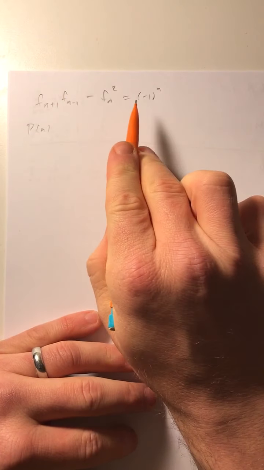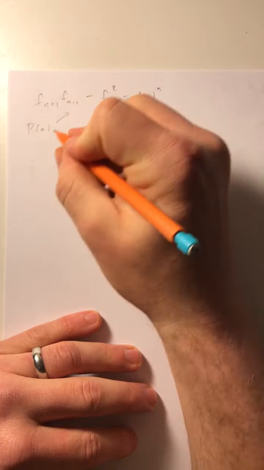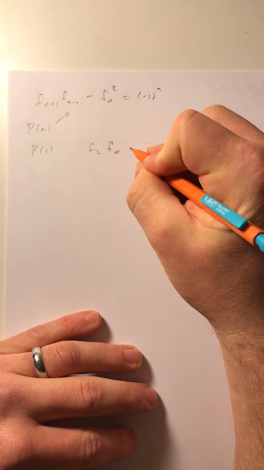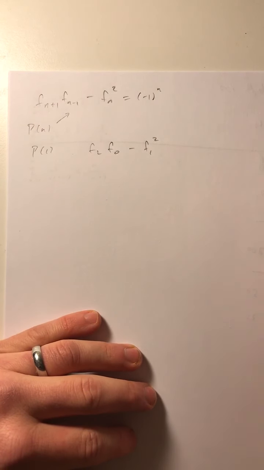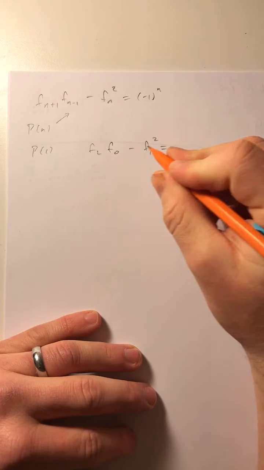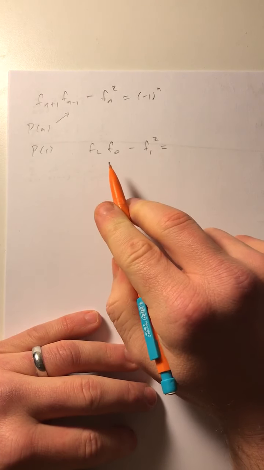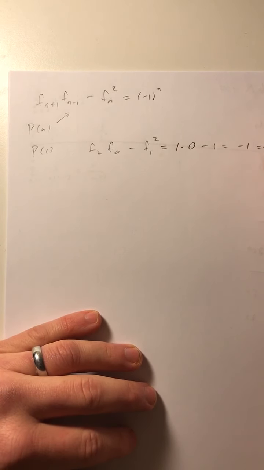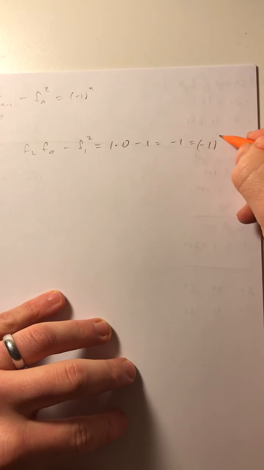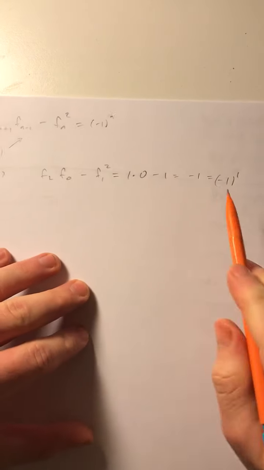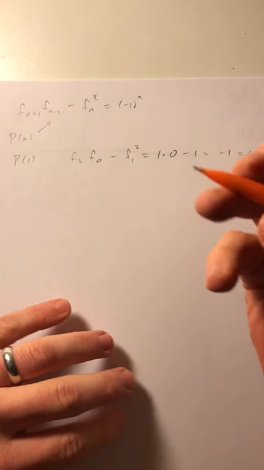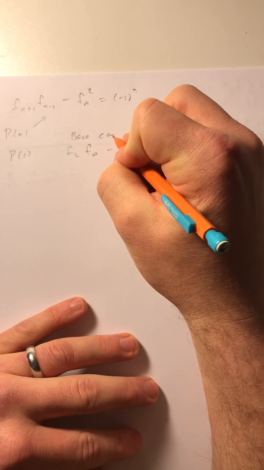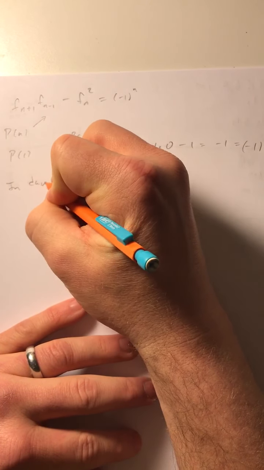This is my P of n proposition. So first I'm going to prove P1. So P1 is F2 times F0 minus F1 squared. And it was stated in the problem that we're using F0 is 0, F1 is 1, and then after that we just add. So this is 1 times 0 minus 1, which is negative 1, which is negative 1 to the 1, which is what it's supposed to be. And so we've confirmed the base case. Now we want to do the inductive step.